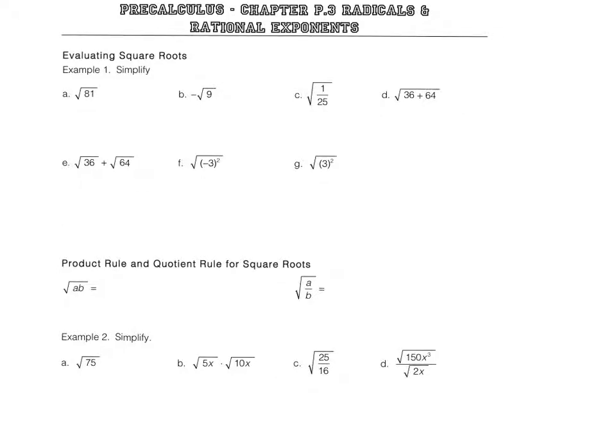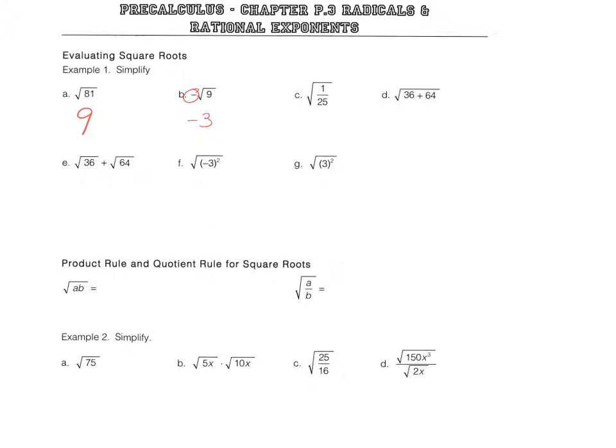Chapter P3 is all about radicals and rational exponents. So we're going to start out by just evaluating some square roots. In our first one, the square root of 81 is 9. In B, the square root of 9 is 3, and since the negative sign is on the outside, we take the square root of 9 and then we leave the negative there.